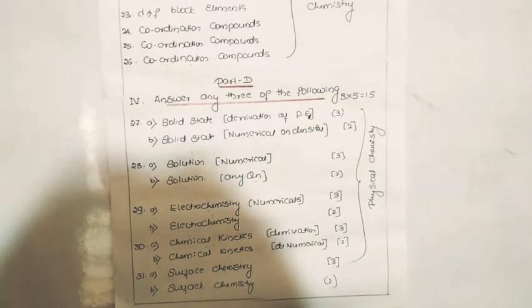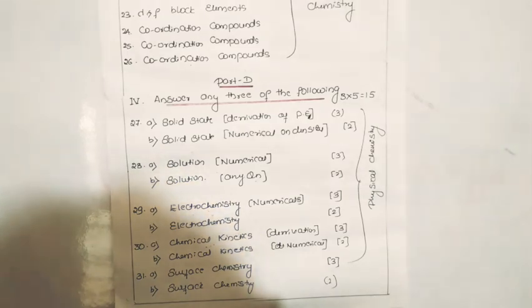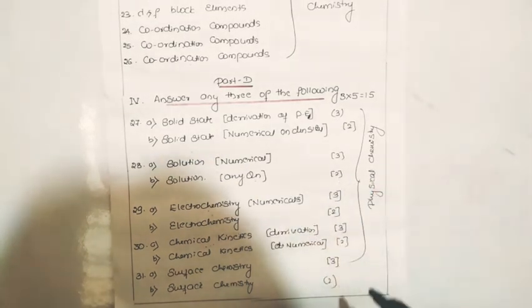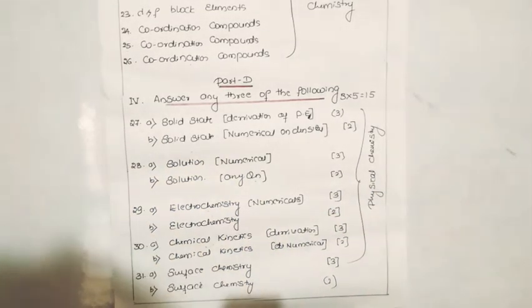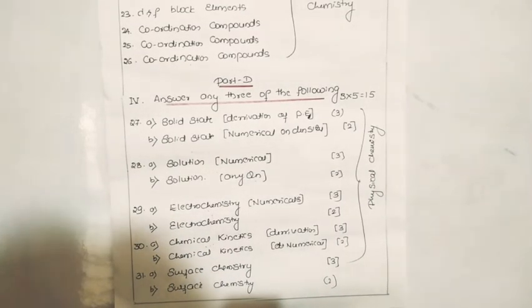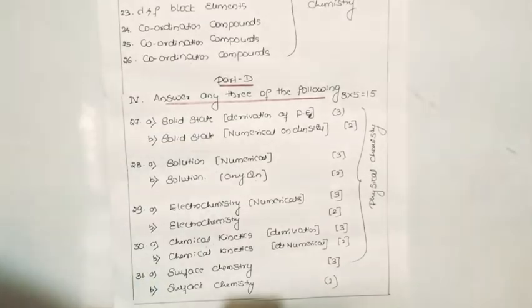Okay. About the colligative property, any questions might appear. Now the 29th question will be from electrochemistry. A compulsory numerical will be there for 3 marks, and the 2 marks question may appear anywhere, that too from electrochemistry itself.